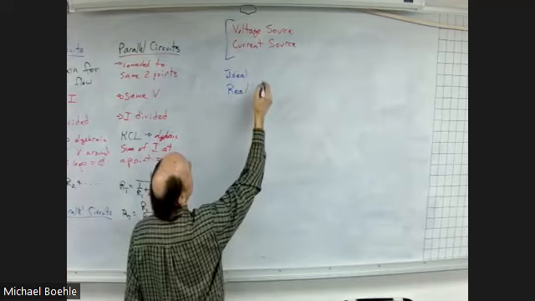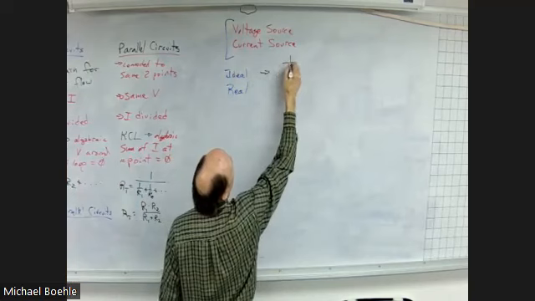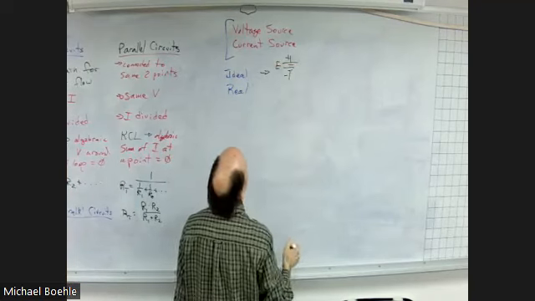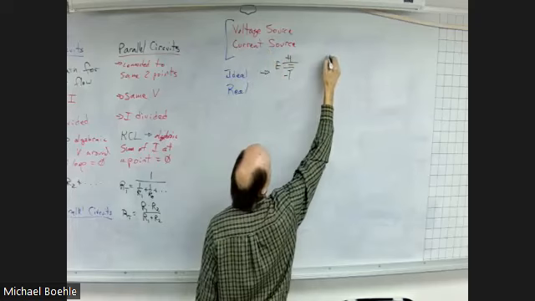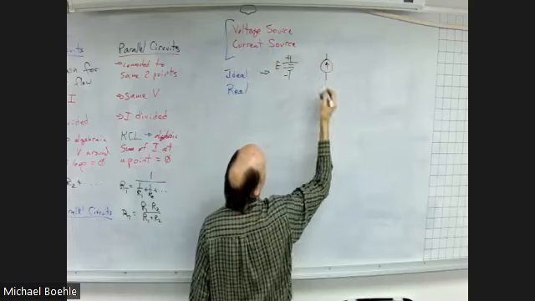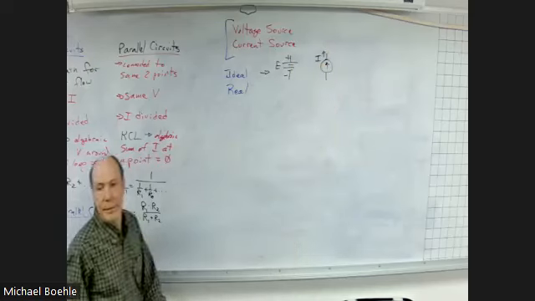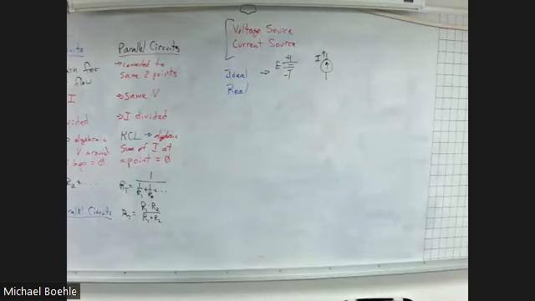My ideal voltage source is just that, right? There's your polarity, there's your magnitude. My ideal current source is just that. I have a direction of current and a magnitude. These are my DC. So what do I do to make them real?